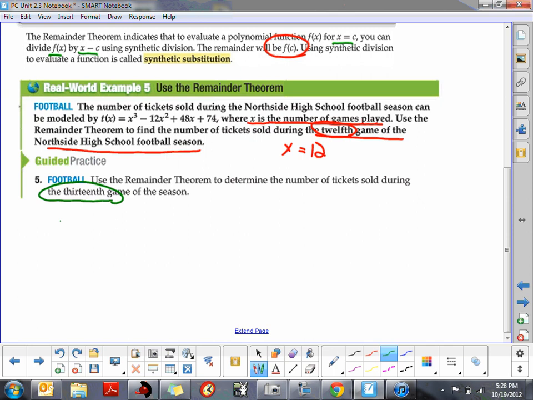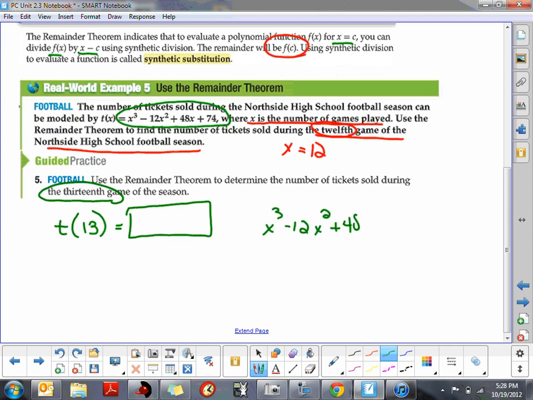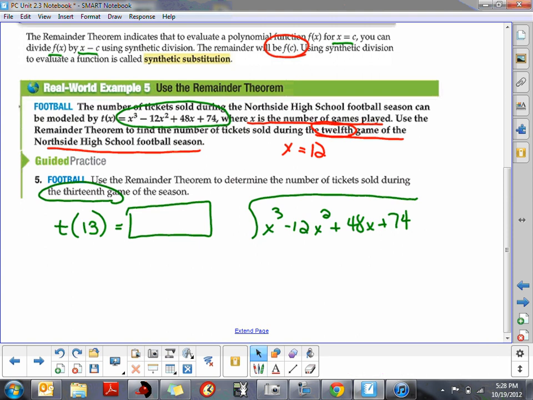So really, they want us to evaluate t at 13. Well, to evaluate t at 13, we can get a value, but they want us to use this remainder theorem idea in order to do that. So what we want to do is take our function rule, which is x cubed minus 12x squared plus 48x plus 74, and divide this by 13. So divided by 13, then we're going to use our synthetic division.